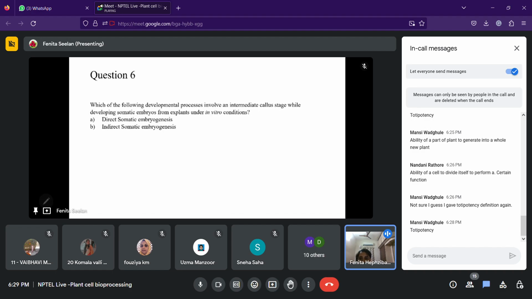Which of the following developmental processes involves an intermediate callus stage while developing somatic embryos from explants under in vitro conditions?